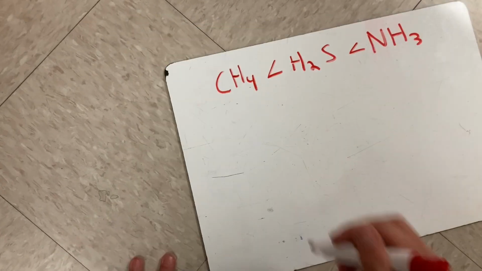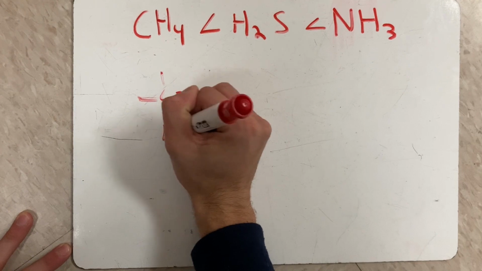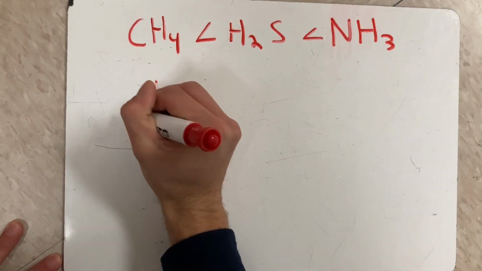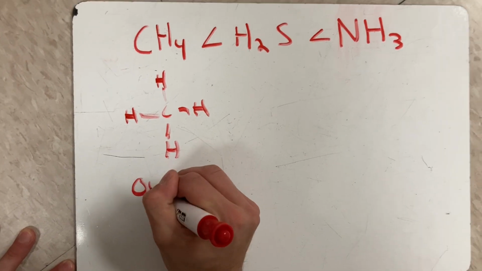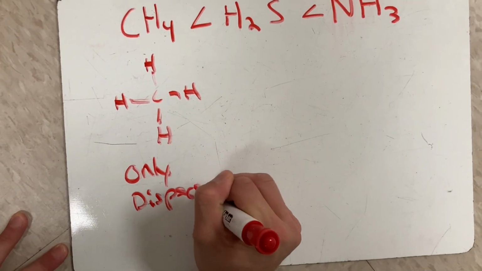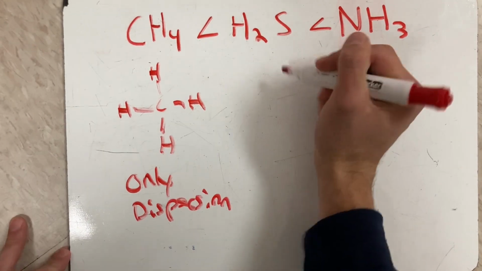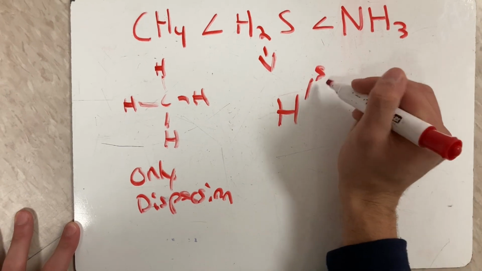So the question is between methane, dihydrogen sulfide, and NH3, which one will have the highest boiling point? And so you want to draw the Lewis structures. It's all covalent, so they can be drawn out. And then you want to look at which intermolecular force is affecting which.